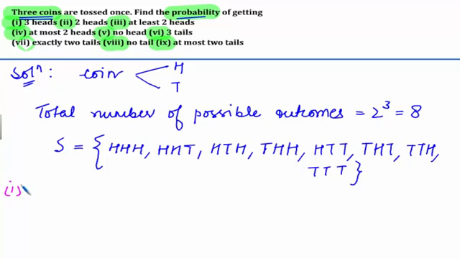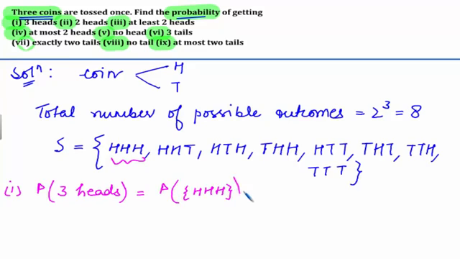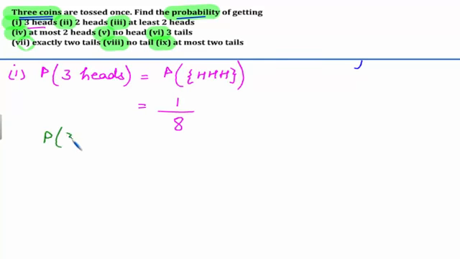First, let us find the probability of getting 3 heads. Now, from the sample space, we see that there is only one outcome having 3 heads. Therefore, the number of favorable outcomes for the event that 3 heads appear is 1, and the total number of outcomes from the sample space are 8. Therefore, probability of getting 3 heads is 1 upon 8.